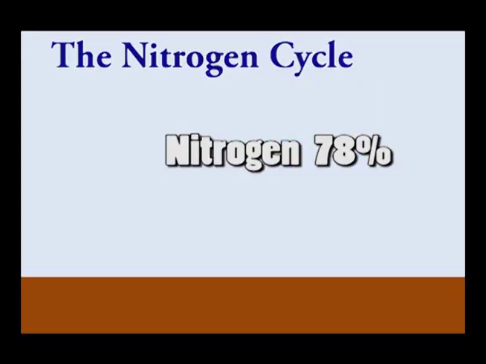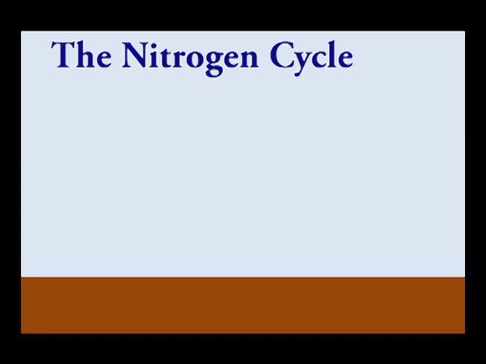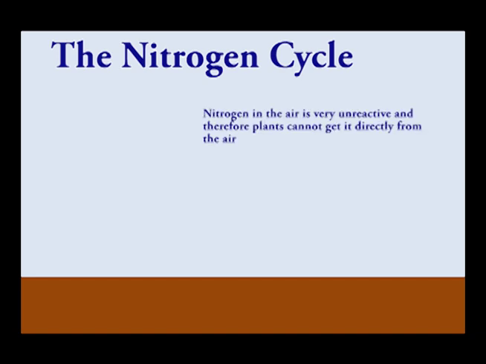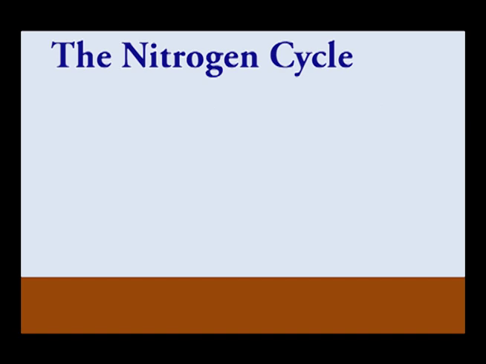78% of the air is nitrogen, and plants and animals need it to make proteins. So surely it's easy to get it. Well, the problem is that the nitrogen in the air is a gas, and it's fairly unreactive. So how do living things get their nitrogen? Well, this is where you need to know about the nitrogen cycle.